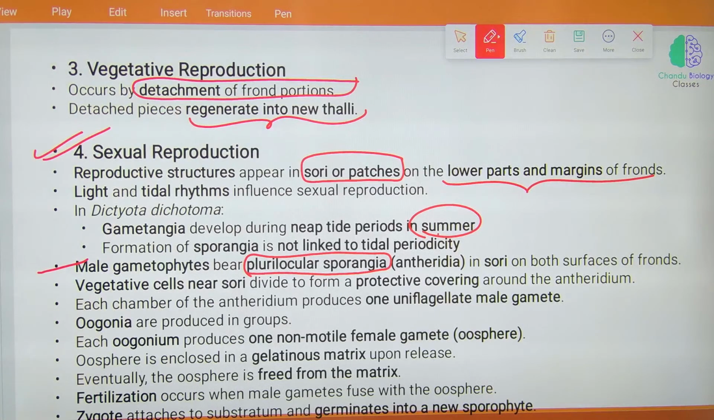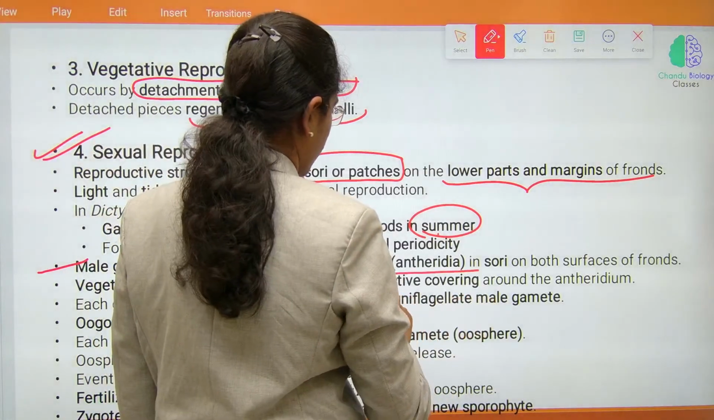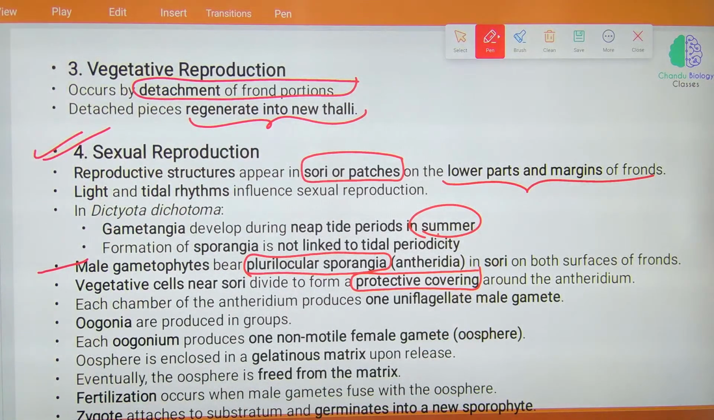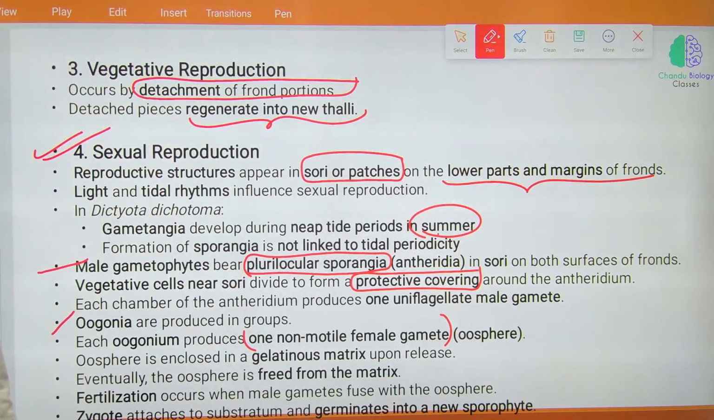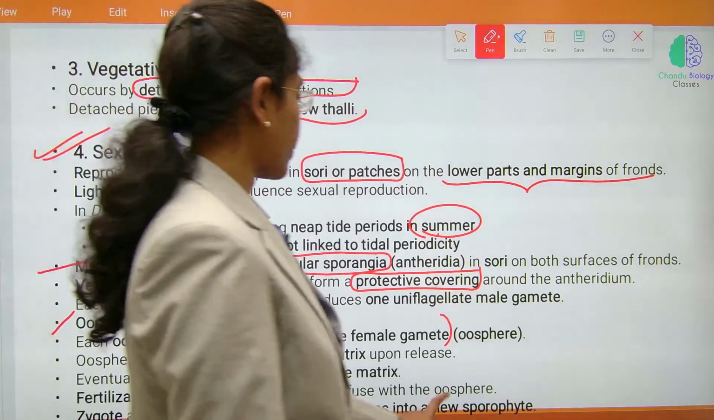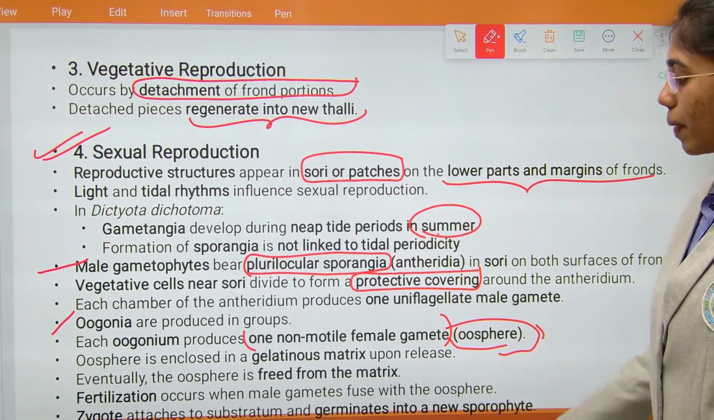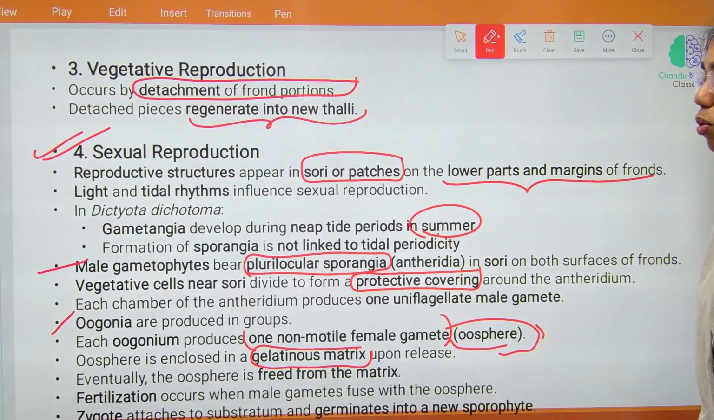Vegetative cells near the sori divide and a protective covering is formed. Each chamber of the antheridium will produce one male gamete. Each oogonium produces one oosphere. Eventually the oosphere is free.